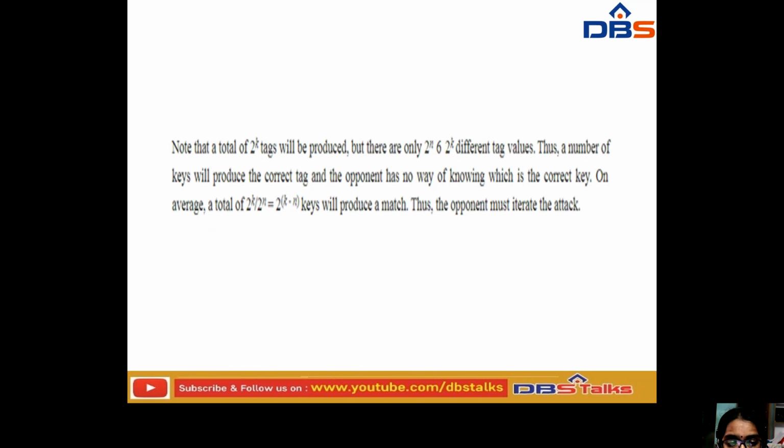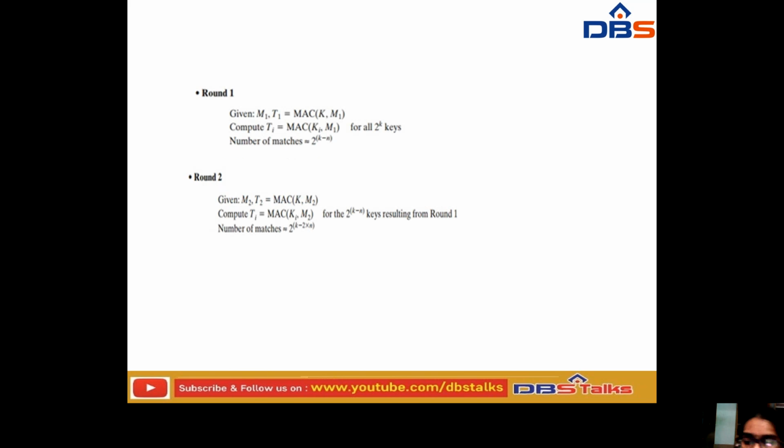On average, a total of 2 power k by 2 power n, that is 2 power k minus n keys, will produce a match, such that the opponent must iterate the attack. Iteration means he has to apply the rule multiple times. Then it will definitely be a difficult task for the opponent also.